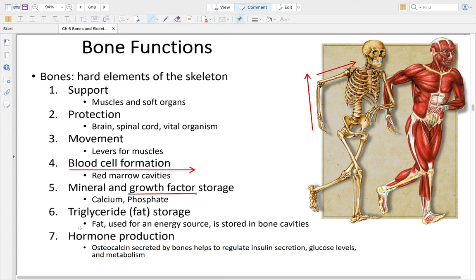Okay, again, triglyceride storage. This is not anything completely surprising. Fat is an energy source, and some of it is stored in our bone cavities. Now our bones also produce hormones. One in particular called osteocalcin. And basically, what osteocalcin does, it's secreted by the bones and it controls and regulates how much insulin is going to be secreted, thus controlling the glucose levels in the blood. And it works in tandem with our metabolic system.